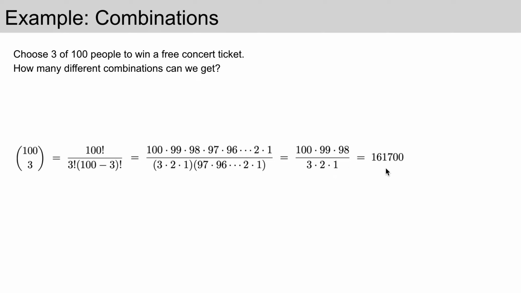In total, then, there are 161,700 different ways that we can pick 3 of 100 people to win a concert ticket. Definitely too many options to write out and count by hand.